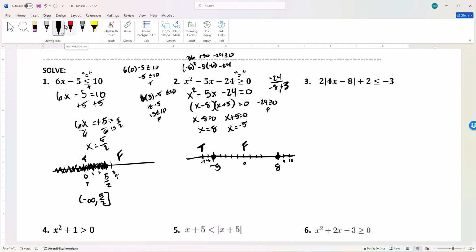And then I can plug in 9. 9 squared minus 5 times 9 minus 24. 81 minus 45 minus 24. That's going to be greater than 0, so that is going to be true. So we shade what's true. And so my answer is going to be negative infinity to negative 5, union from 8 to infinity.